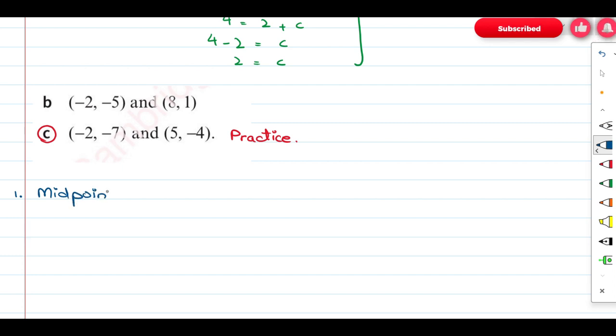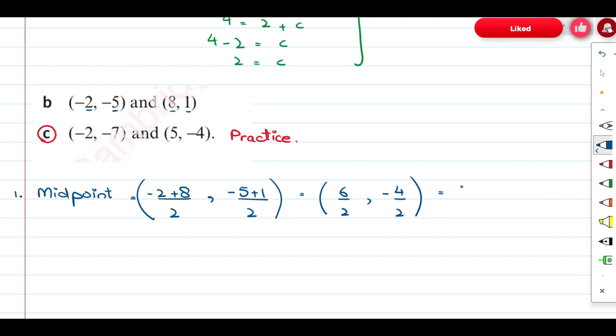Midpoint. Again recall the formula for the midpoint: adding the x components -2 and 8 divided by 2, comma, add up the y components, which are -5 and 1, divided by 2. Okay. Now from 8, if you take away 2, you have 6 by 2. In -5 plus 1 is -4 by 2. Okay, and 6 by 2 is 3, -4 by 2 is -2. Now this is your midpoint, okay? And these coordinates are used to get the c value in the third step.